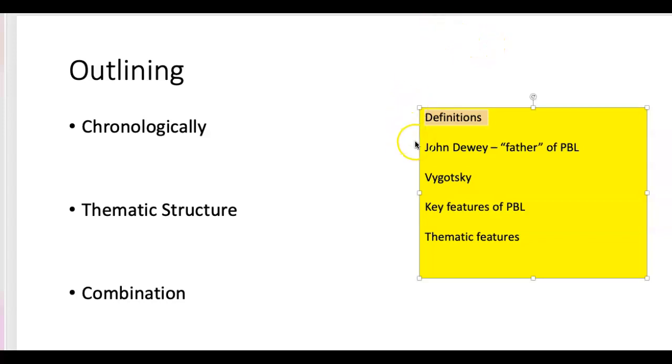Then I went to the founding father of project-based learning, who's John Dewey, okay? So I tell a little bit of a story of how it evolved. And then I look at some of the key features, and I wrote in terms of themes, okay? Now in the literature review, don't forget that you should show other sides as well.